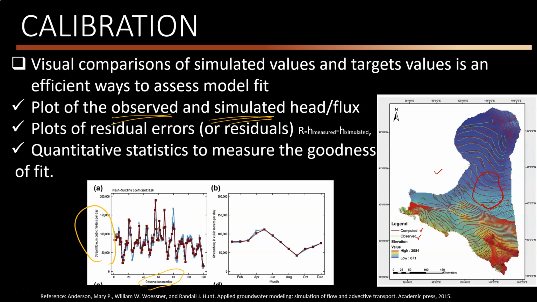The other way is that you can plot the residual errors. The residual error, by definition, is the difference between the measured and observed. So this is another way that you can represent your results, or you can use quantitative statistics to measure the goodness of fit, for example, mean square errors and different forms of errors, that you can use to statistically and quantitatively show the goodness of your simulation.